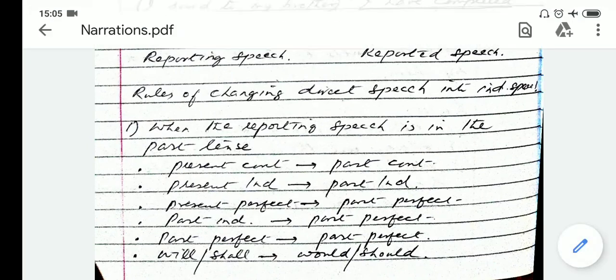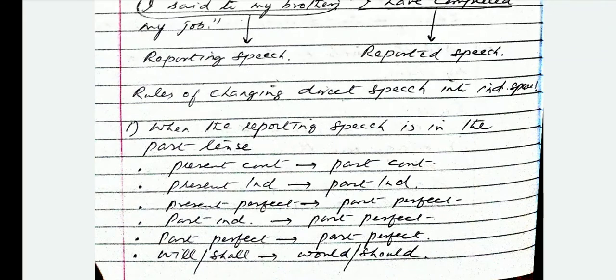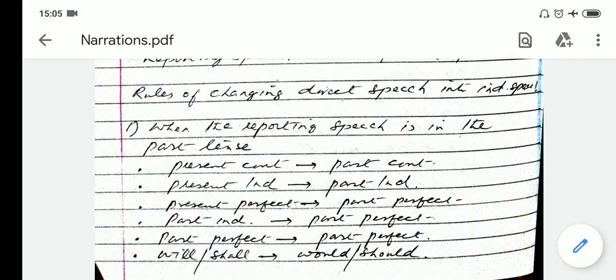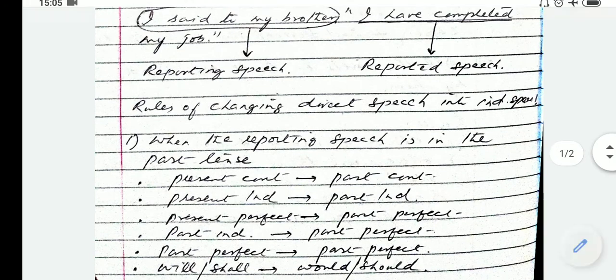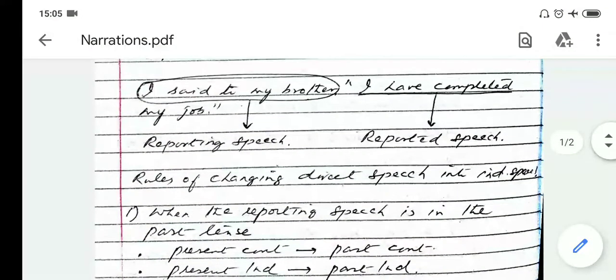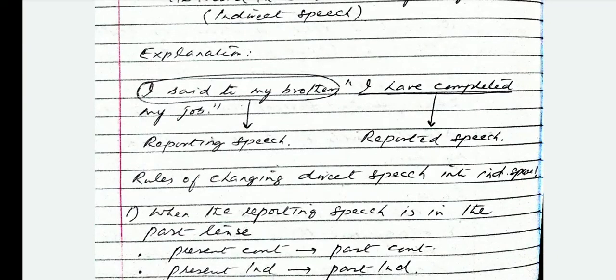Similarly, past indefinite will change into past perfect. Past perfect will remain past perfect. Will or shall would change into would and should. This is what will happen to the reported speech. This one, ये जो लिखी है inverted commas के अंदर, when we change the narration from a direct to indirect speech.